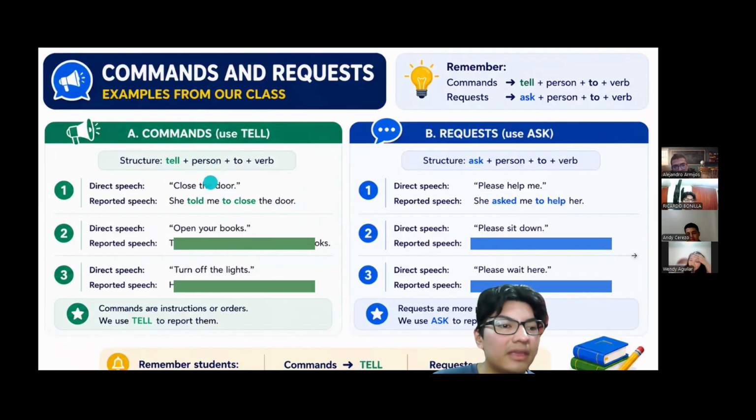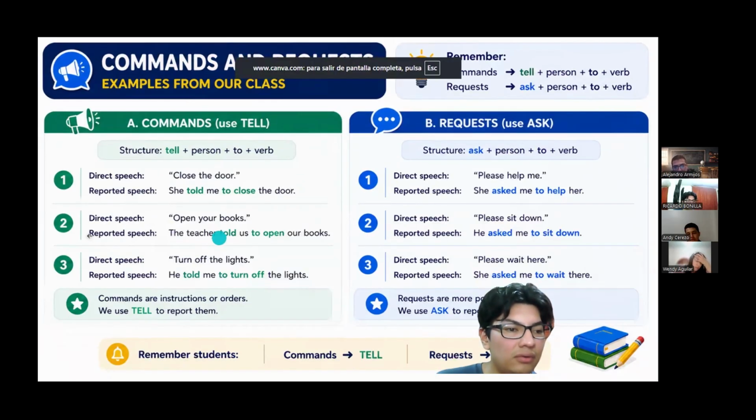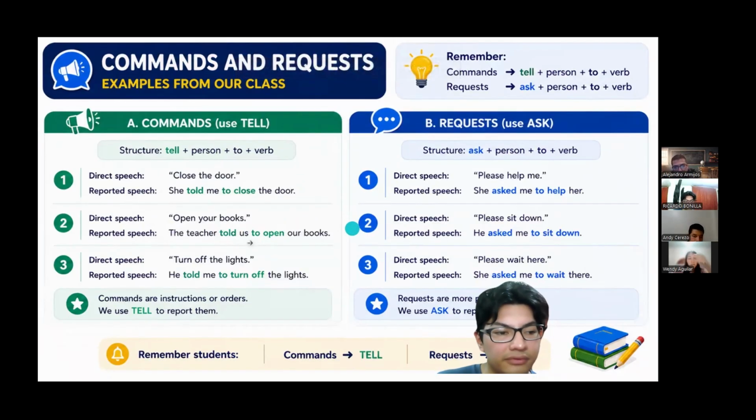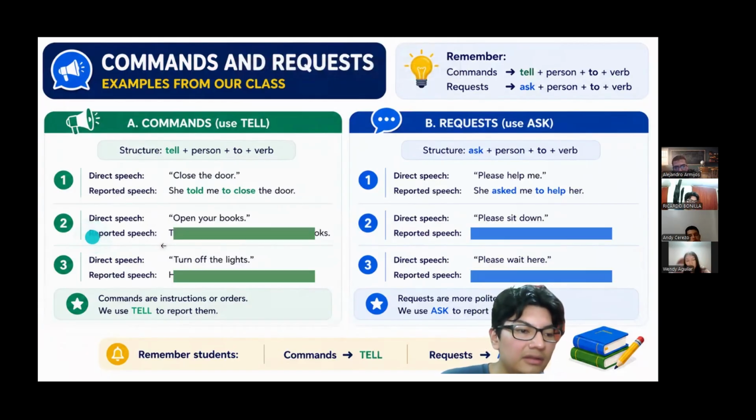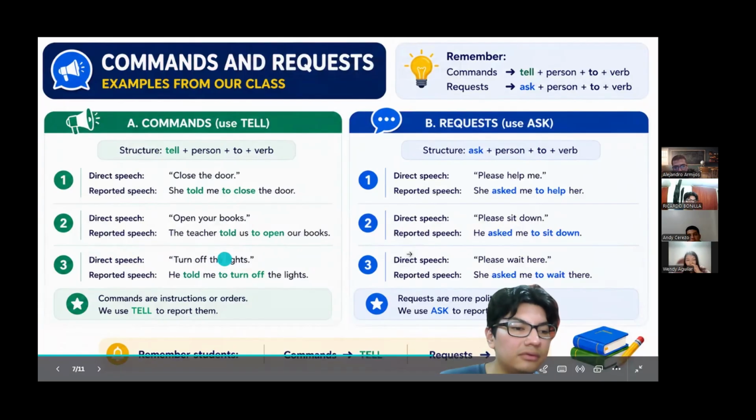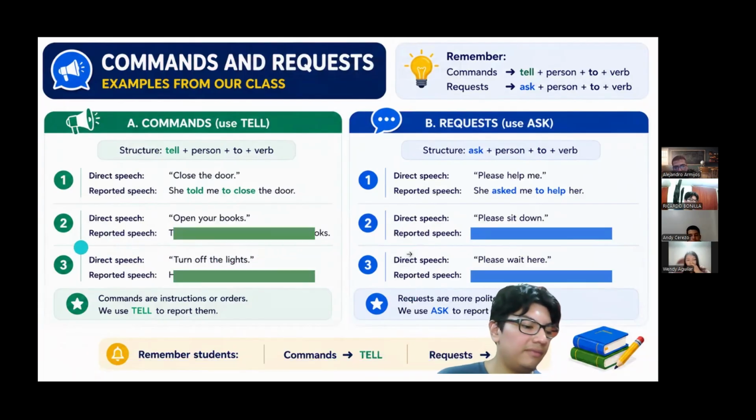Other example: open your books. The correct answer is the teacher told us to open our books. The next subject is turn off the lights. The example is he told me to turn off the lights.